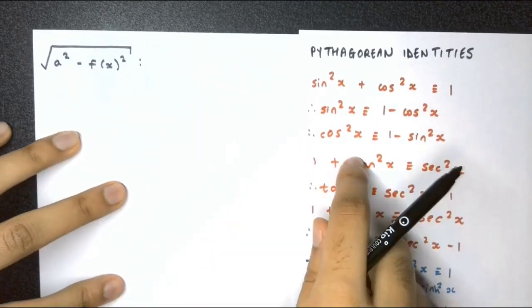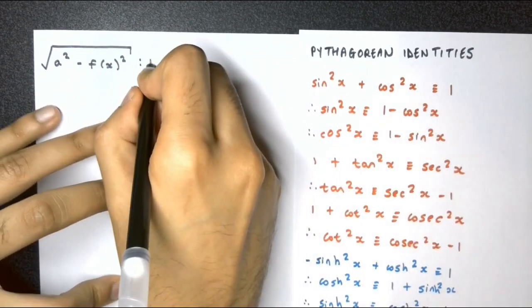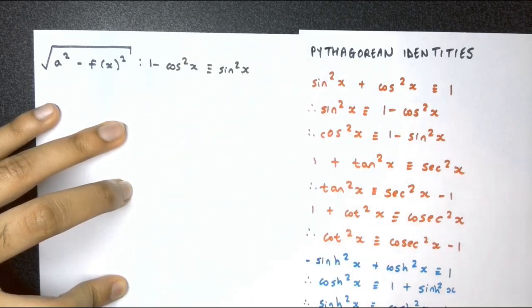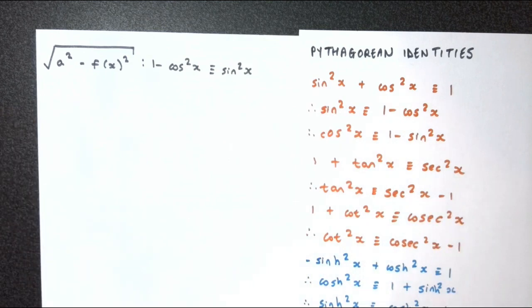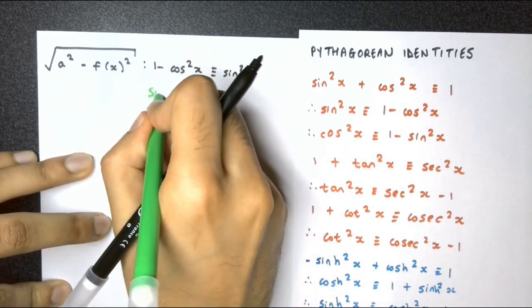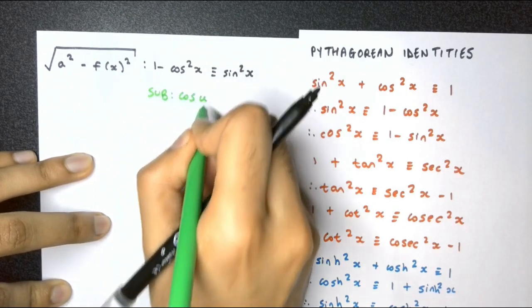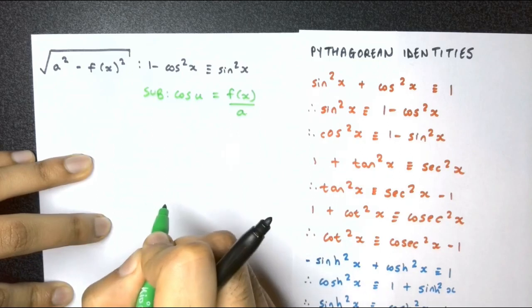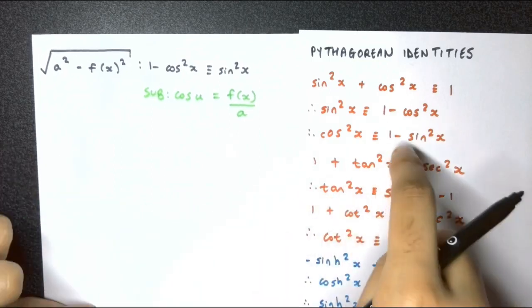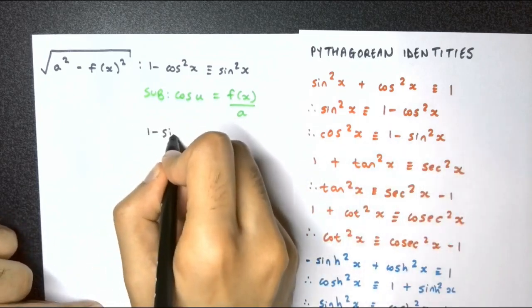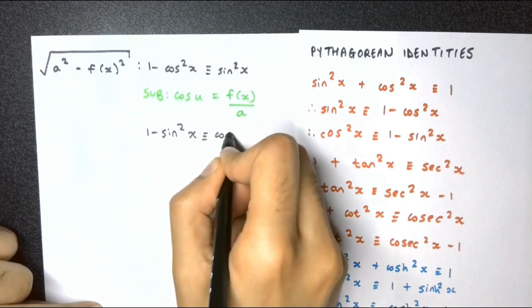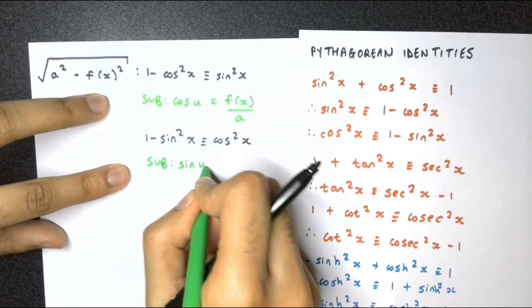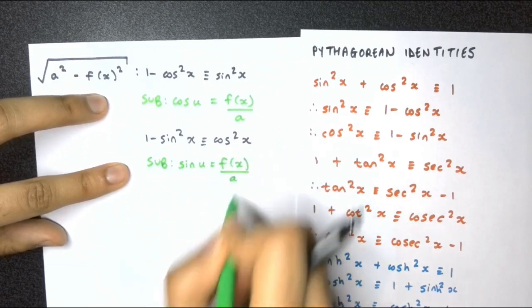So if we have this one over here, we have 1 minus cos squared x being equivalent to sine squared x. So in this situation, we let our substitution be cos of u, because we've got a cos over here, equaling f of x over a. So that's one way we can approach this. The other way is by using this identity here, which is 1 minus sine squared x being equivalent to cos squared x. So the substitution is going to be sine of u equaling f of x over a.